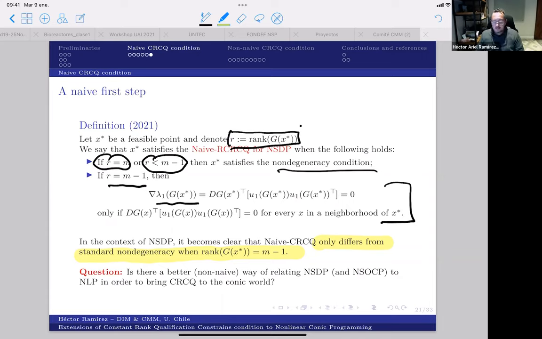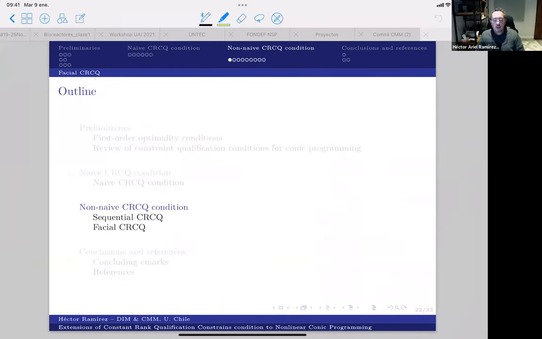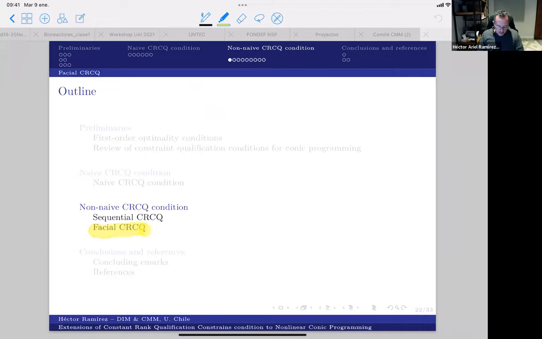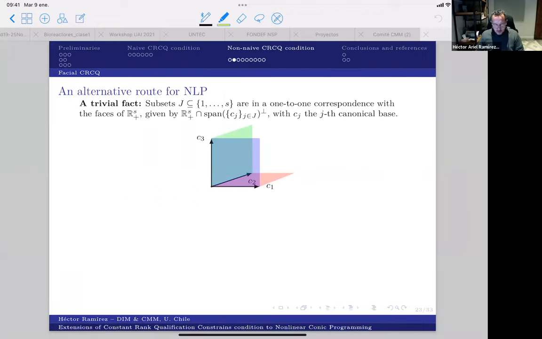So in that sense, we were not very happy, but it's a condition that works, of course. We started to think of another, more general condition. As I said before, I just want to talk about the sequential ones another time. What we have done is first to try to give a geometrical interpretation of constant rank, even for nonlinear programming. And we achieved that in a very smart way.